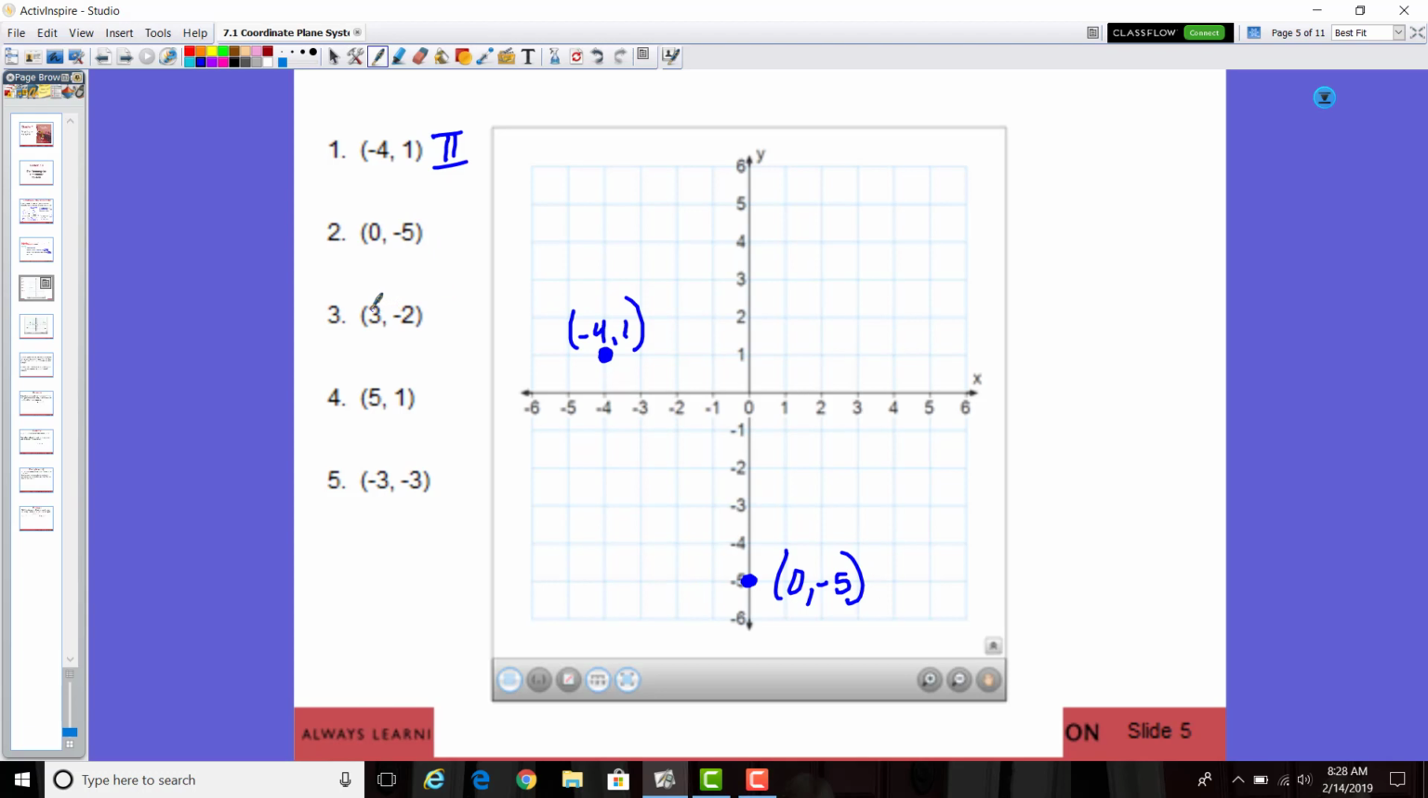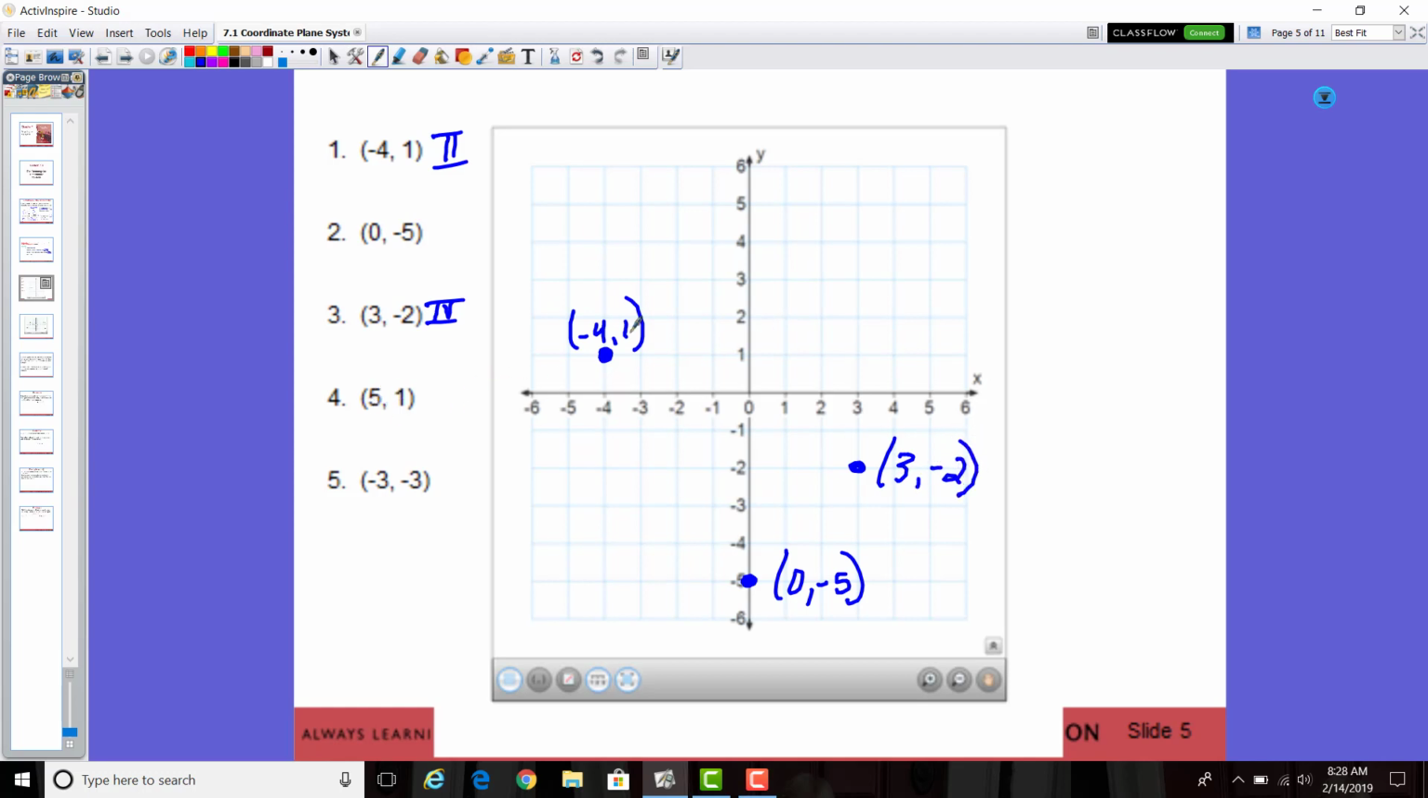Number 3, the point (3, -2). So we have a positive x and a negative y, so we're going to be down here in the fourth quadrant. Okay, positive 3, so we go right 3 on the x-axis and down 2. This is the point (3, -2).